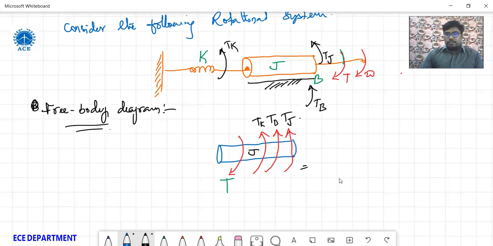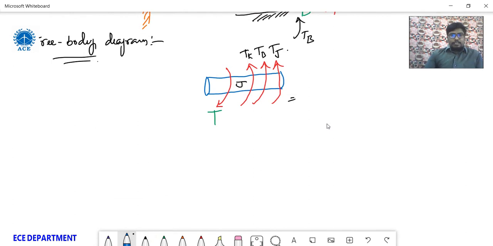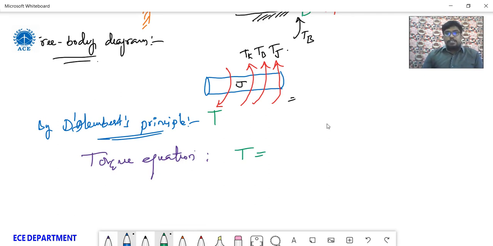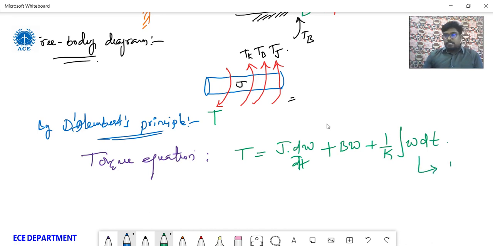So let us write the torque equations by D'Alembert's principle. Torque T is equal to J d by dt of angular velocity, plus B omega, plus 1 by K times the integral of omega dt. Consider this as equation 1.